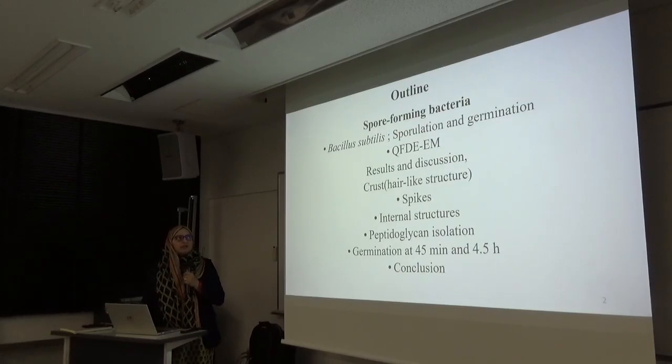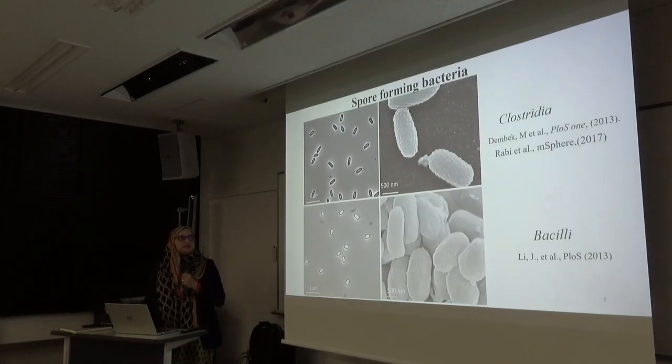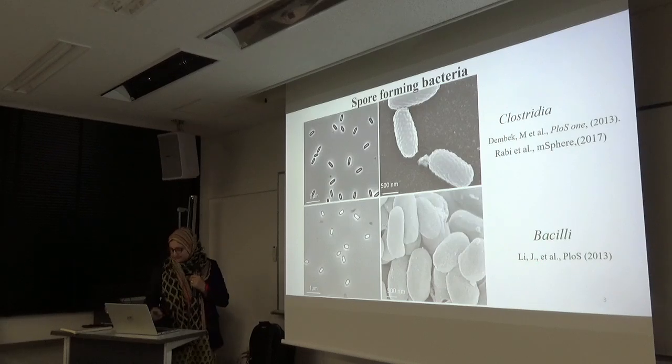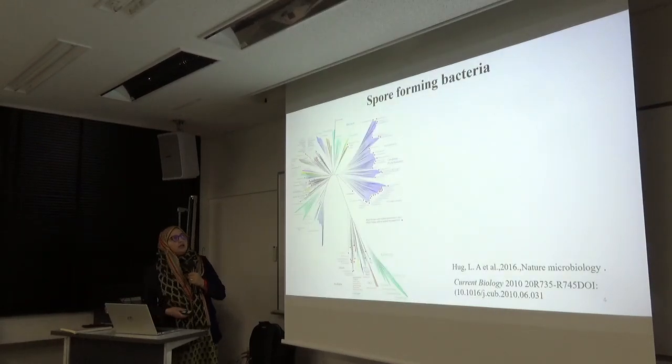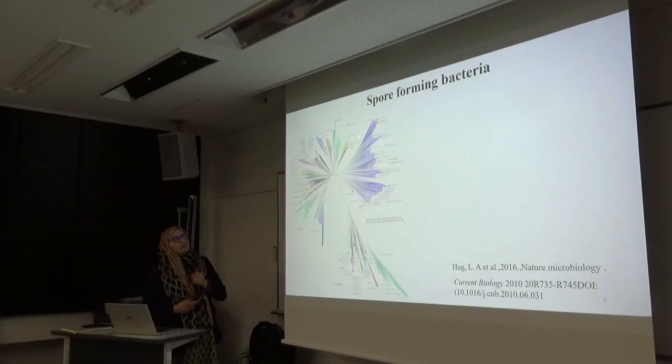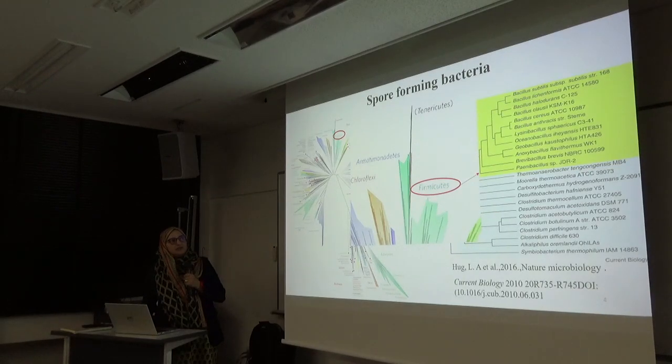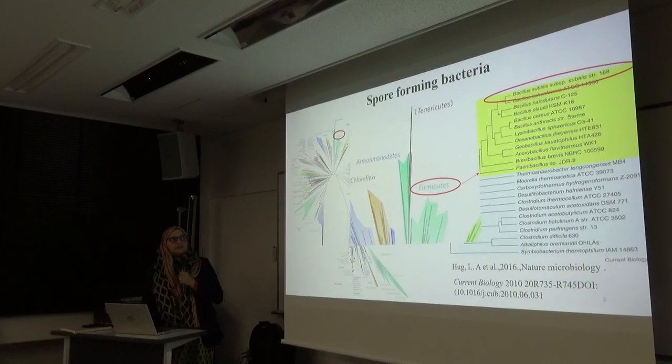First I would like to introduce the spore-forming bacteria. These are the main spore-forming bacteria: Clostridia and Bacillus. Spore-forming bacteria belong to the phylum Firmicutes, and Firmicutes are further classified into two classes, Bacillus and Clostridium. The main target of my research is Bacillus subtilis strain 168.